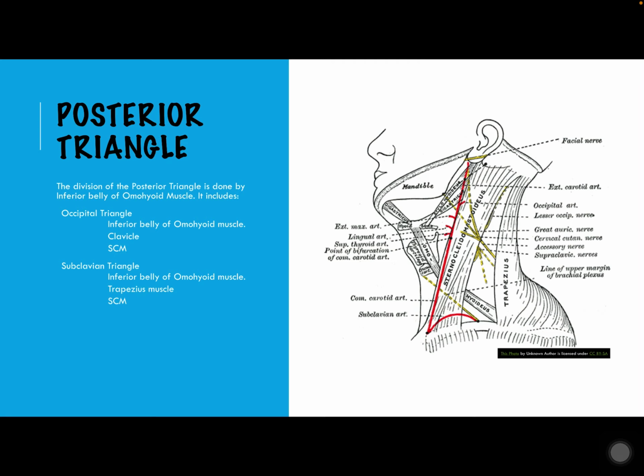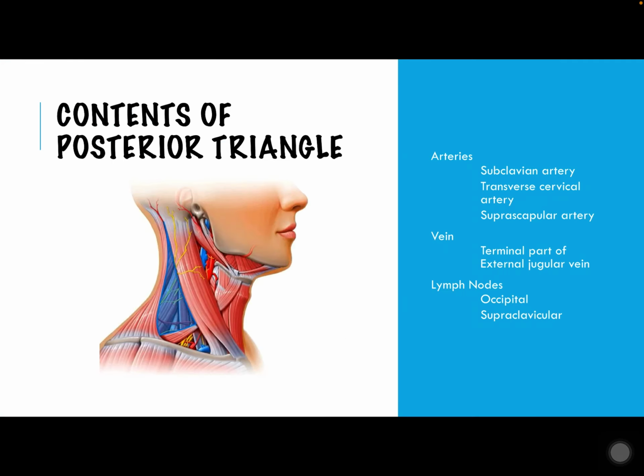The occipital triangle has boundaries such as the inferior belly of the omohyoid muscle, the trapezius muscle, and the sternocleidomastoid muscle. The subclavian triangle has the inferior belly of the omohyoid muscle, the clavicle, and the sternocleidomastoid muscle. The contents of the posterior triangle are the subclavian artery, transverse cervical artery, and suprascapular artery. The veins are the terminal part of the external jugular vein. It consists of occipital and supraclavicular lymph nodes.